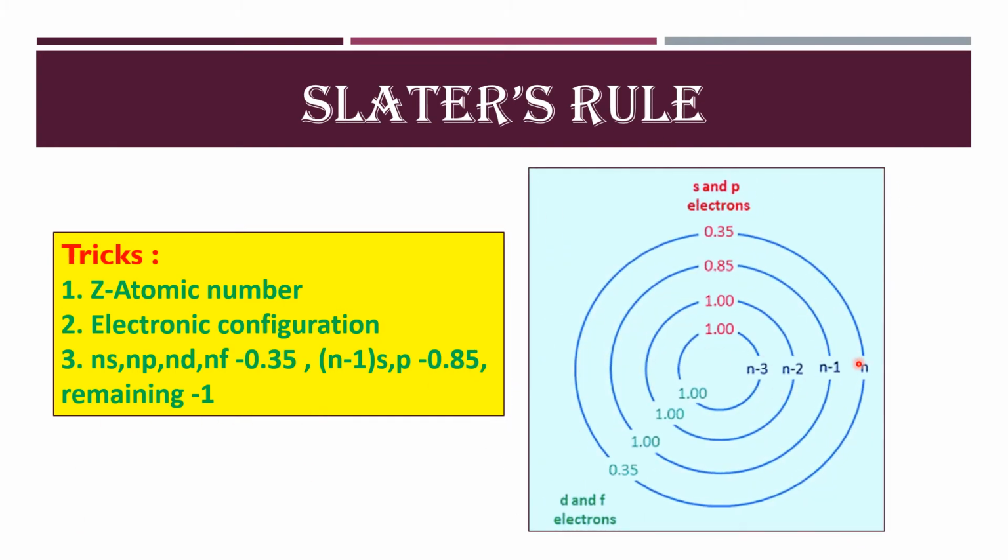See here, this is the n electron, the outermost orbital, whether it is s, p, d, whatever it is, we need to keep this as 0.35, and the next one is 0.85. The remaining everything is 1 only. These three values we need to learn: 0.35, 0.85 and 1.